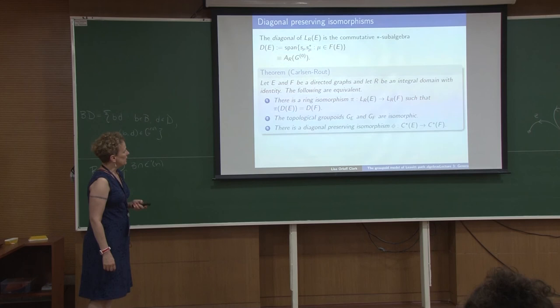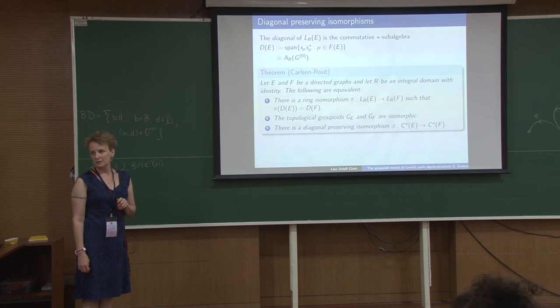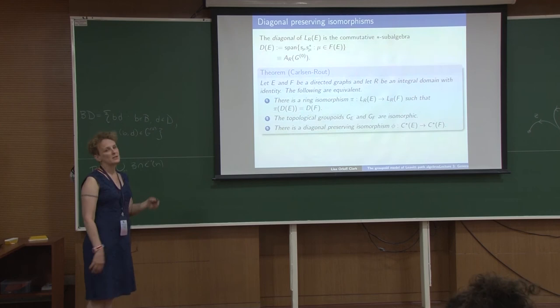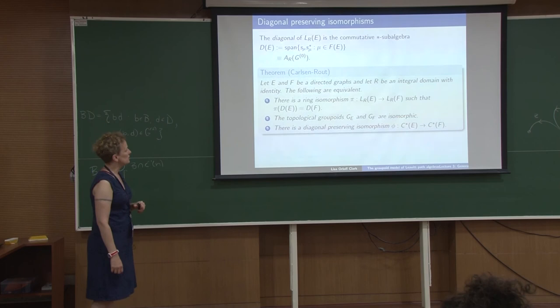And what is the punchline? This happens if and only if the groupoids are isomorphic. And in fact, that is true if and only if there's a notion of the diagonal in the C-star algebra. It's a completion of this diagonal. So we can talk about diagonal preserving isomorphisms of the C-star algebra. So we have this result.